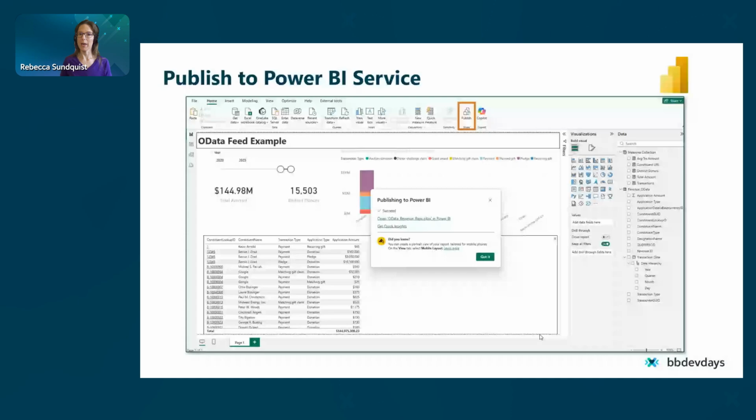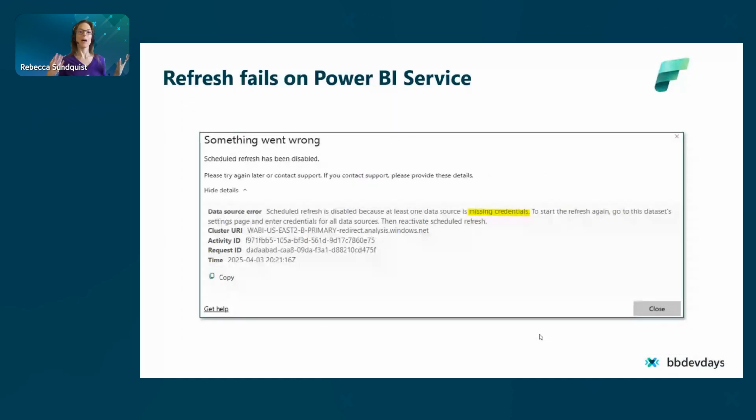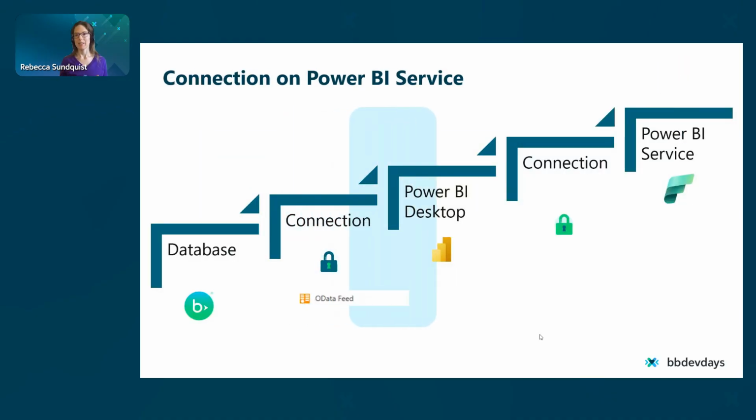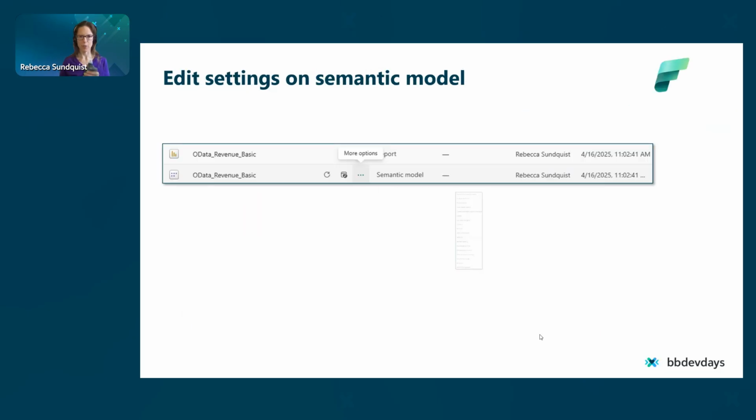And we publish up to the web, and I'm going through all of that because when you get to the service and you try to refresh your report, you get the error message that your data source is missing credentials. This is what I mentioned earlier on those stair steps up to the Power BI service, is that the credentials you saved in desktop did not transfer to Power BI service. And so it's necessary for you to update the connection credentials now.